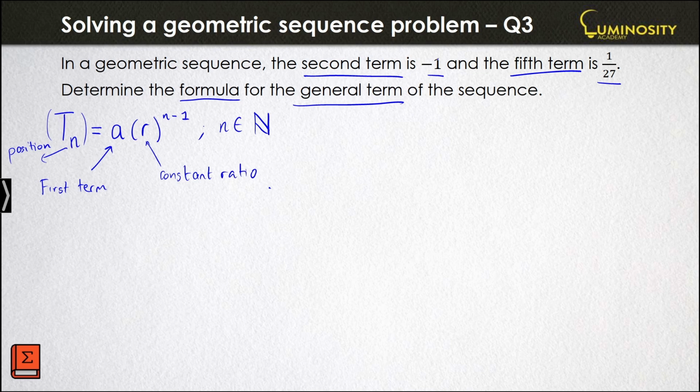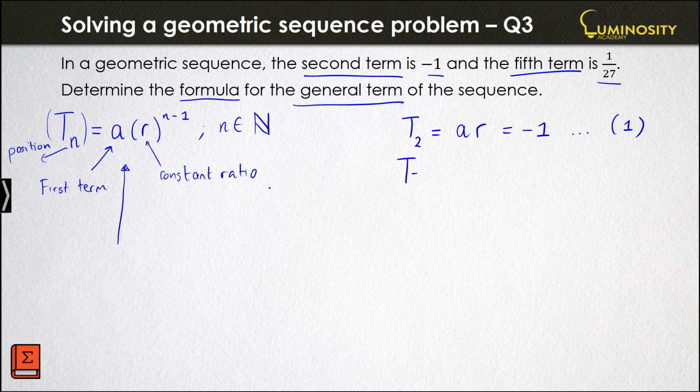So we need our variable a and the variable r to write the full general term of the sequence. We know that the second term, t2, if we put 2 into this formula, is a times r to the 2 minus 1, which is just 1. So we just write ar, and that's equal to -1. That's our first equation.